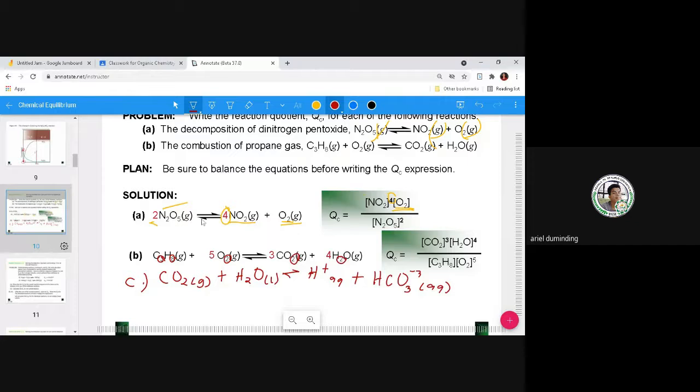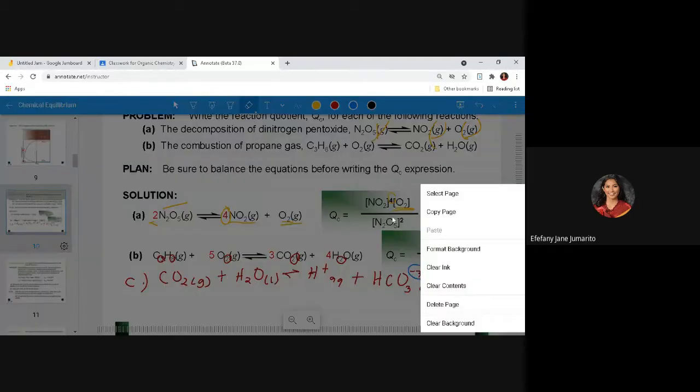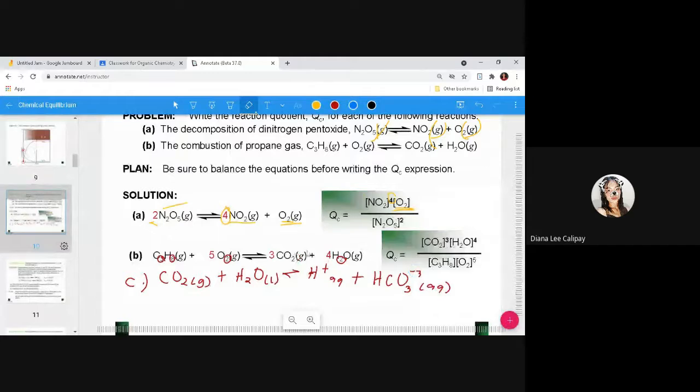What about the superscripts? Do you disturb superscripts when you balance? No. What do you disturb? Coefficients. Coefficient. Okay, so that's it. You did good.